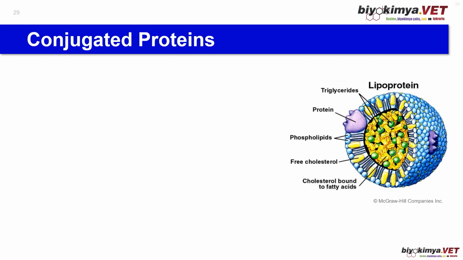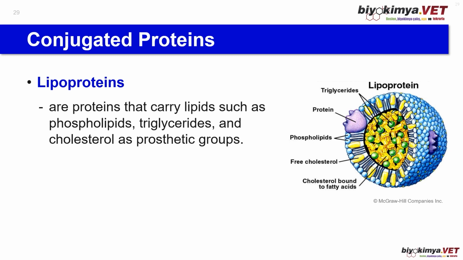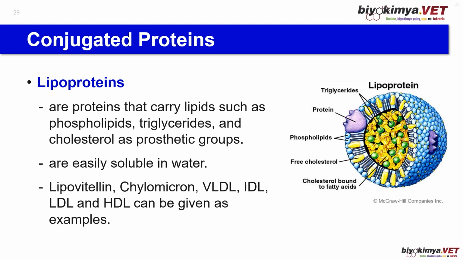Yes, you see the lipoprotein. We have already elaborated in more detail on lipids. Lipoproteins are conjugated proteins carrying lipids such as phospholipids, triglycerides, and cholesterol. They are easily soluble in water, and we studied chylomicron, VLDL, IDL, LDL, and HDL in the lipid topic, but there are also other, variable lipoproteins.